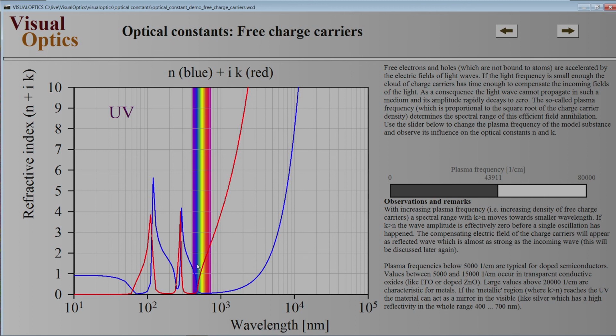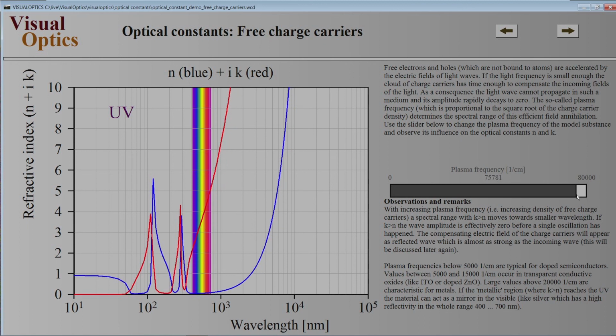In the case of silver, we have even more electrons, and the metallic behavior is everywhere in the visible, reaching into the ultraviolet. This, as a consequence, leads to a high reflectivity that goes along with this metallic behavior for every wavelength in the visible. That means silver can be used as a mirror-like material which reflects the complete visible spectrum. So we can use this as an almost colorless, highly reflective mirror for visible light.